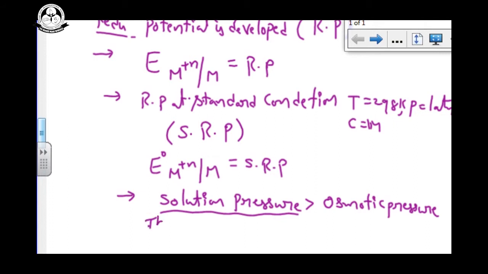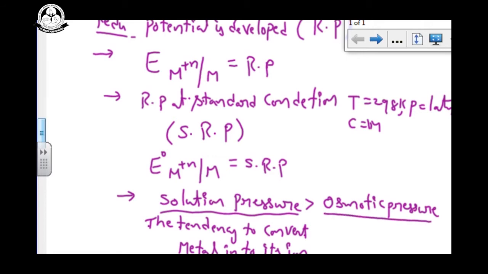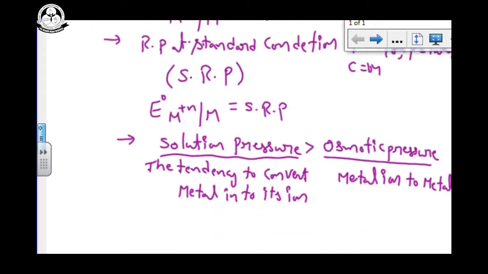The tendency to convert metal into its ion is called solution pressure. Osmotic pressure means the tendency to convert metal ion into metal. That is called osmotic pressure. Now this is regarding the reduction of cell.